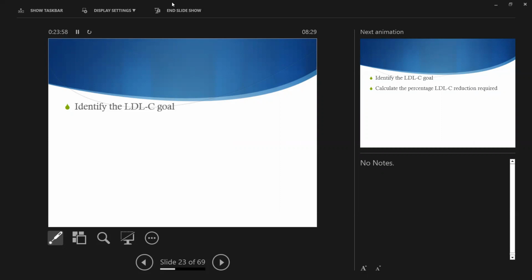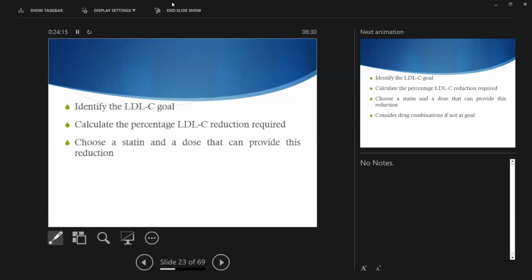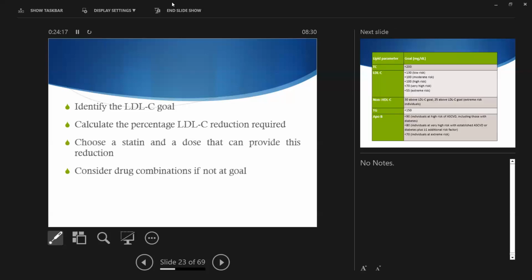When you say high intensity, we aim at least for a 50% reduction in the LDL. So we have to select a statin and a dose which can bring down the LDL cholesterol level by 50% or more. So calculate the percentage of LDL reduction required and choose a statin and a dose that can provide this reduction. And consider drug combination if you don't get the effect with statin alone.